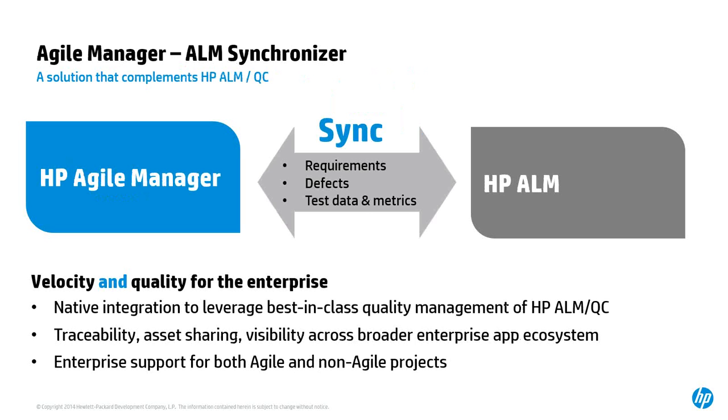From Agile Manager to ALM, syncing bidirectionally the requirements, defects, test data, and metrics, especially if you are running some of those hybrid projects. You want to be able to look at that bigger picture within a project of which parts am I doing waterfall, which parts am I doing Agile, and being able to make sure that you're able to pass the information on your defects and metrics and requirements backwards and forth, especially where there might be conflicts.